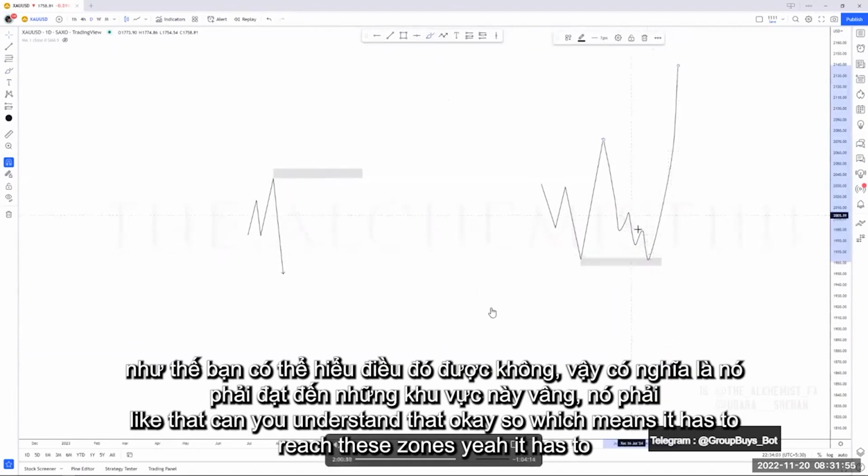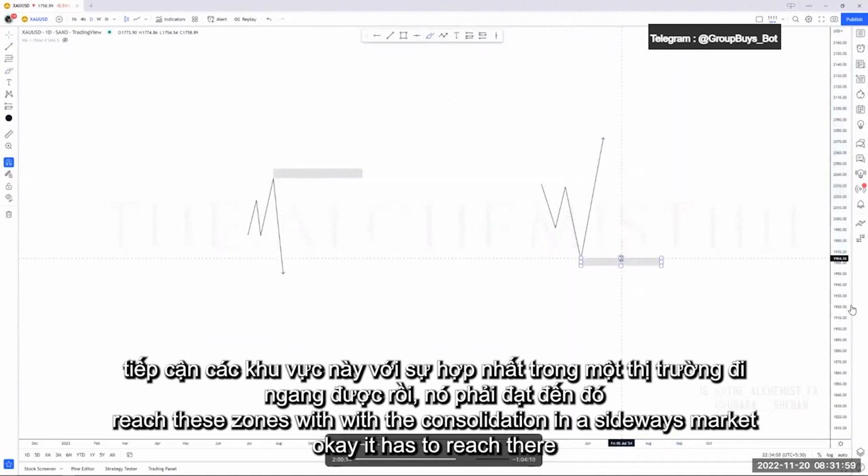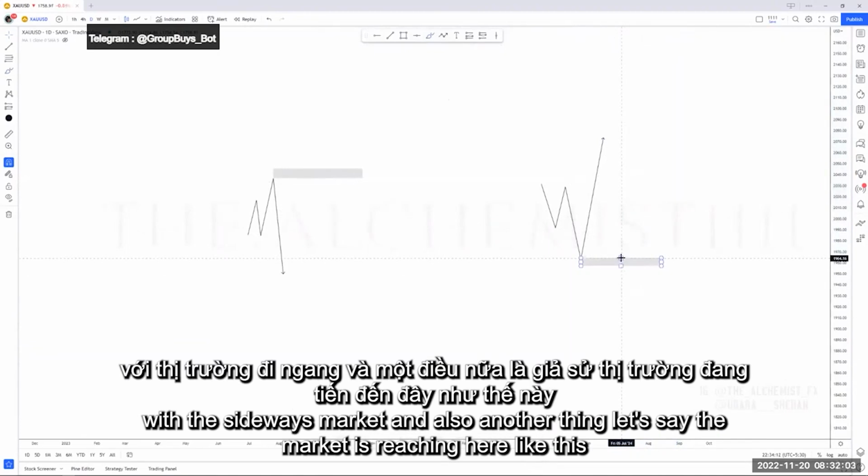Can you understand that? Which means it has to reach these zones with a consolidation, in a sideways market.